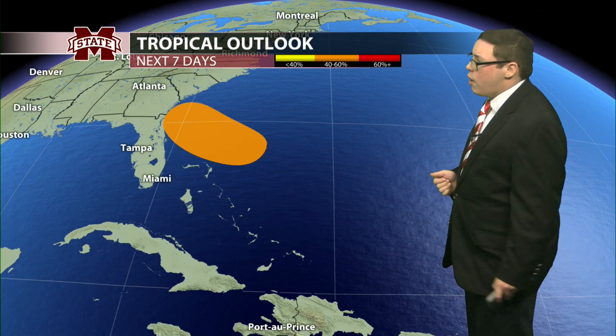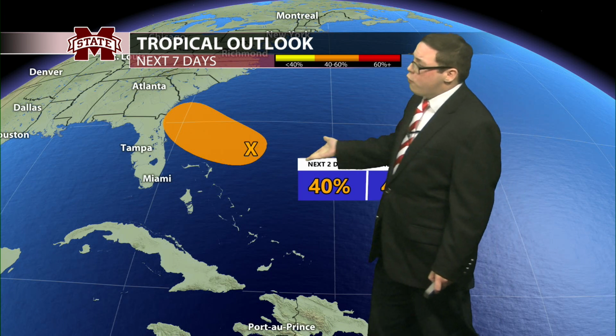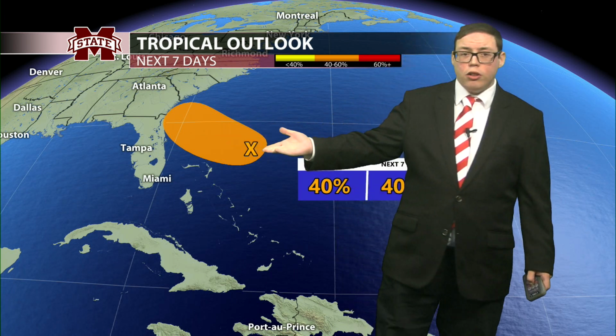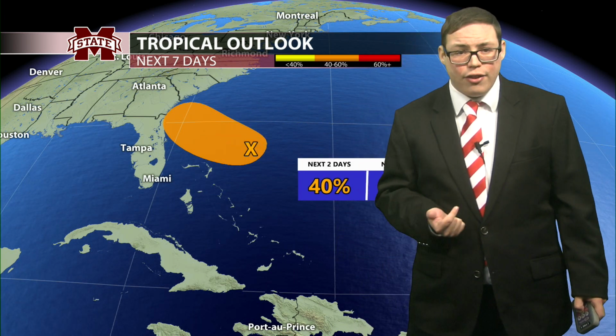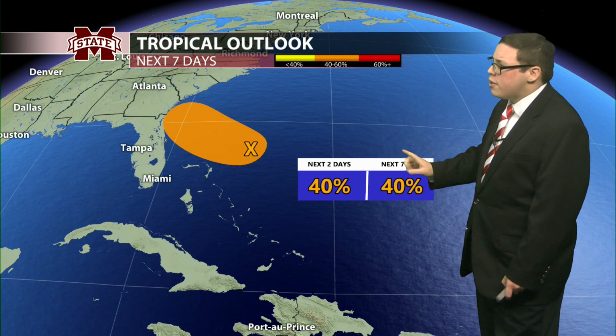Now, closer to home, we have a tropical disturbance as well we need to talk about. We've been monitoring this for the past couple of days. It's an area of broad low pressure that's going to move inland and onshore to parts of northeastern Florida and southeastern Georgia. Only about a 40% chance of formation within the next 48 hours and this next 7 days.